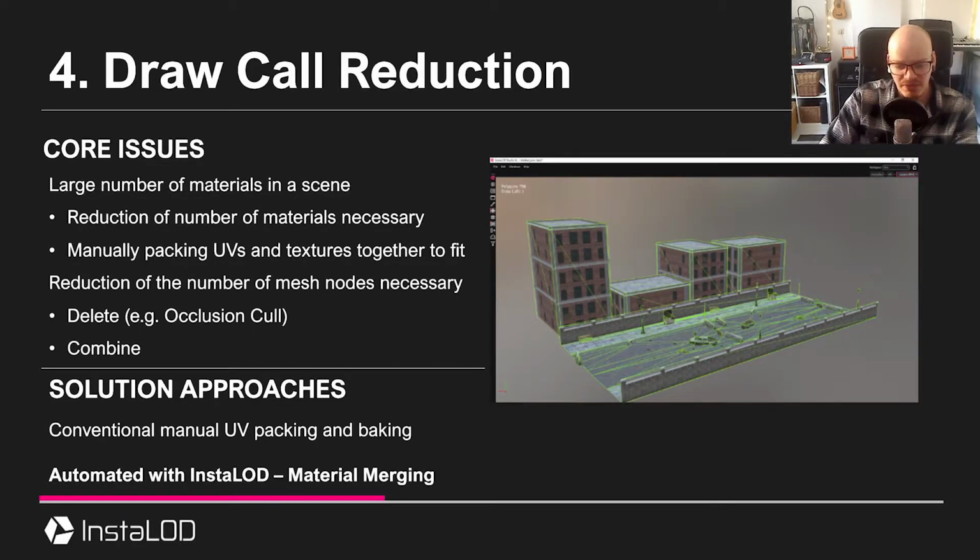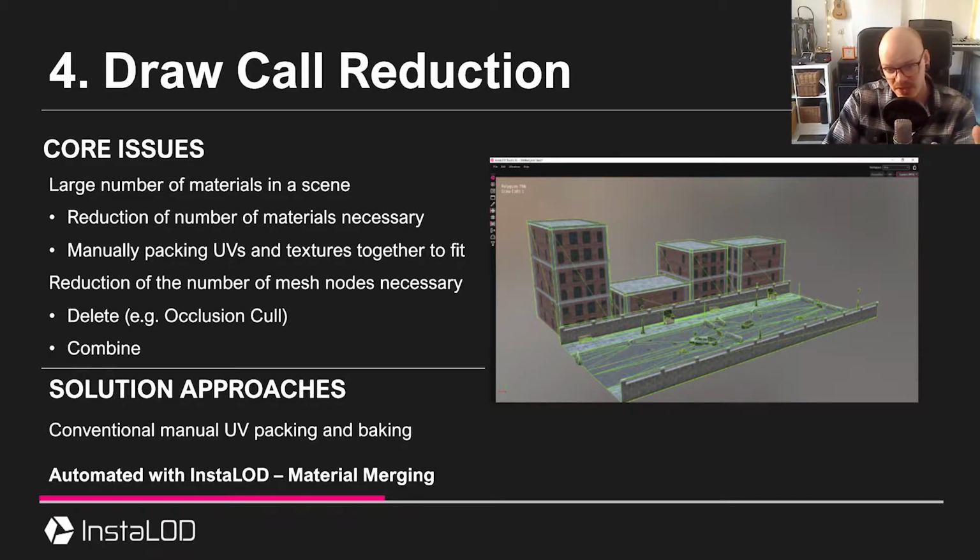And then finally, number 4, the optimization of draw calls. Now, this is a very important step, especially in larger scenes. If we've got a city with thousands of different objects, we need to make sure that the draw call count is reduced to the absolute minimum so that the performance is good.